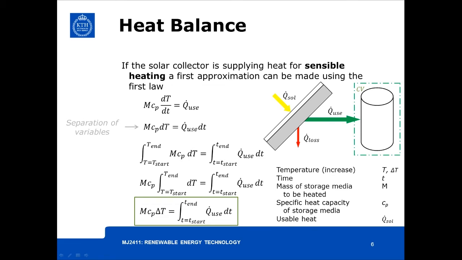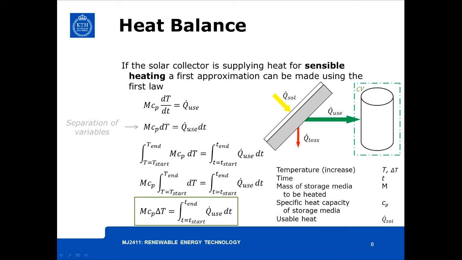If now the usable heat is a function of the time, we actually need to solve the differential equation differently. If we look at the equations on the left, we can see that we separate in the second line the two variables. We move the dt, the time, from the left side to the right side, and we add integral symbols in the third line.